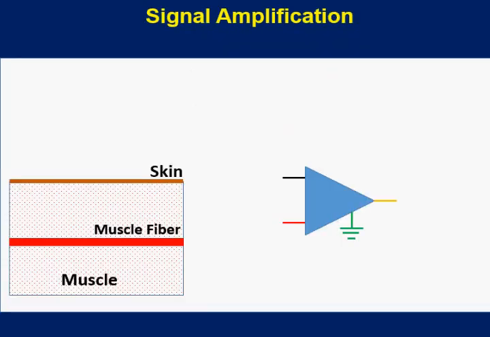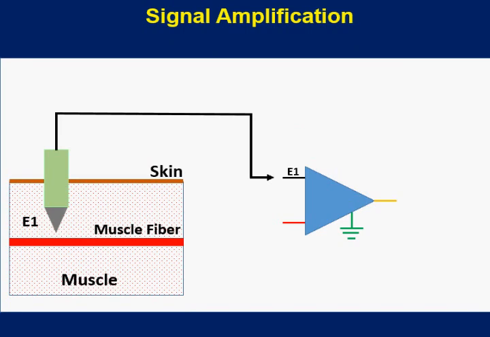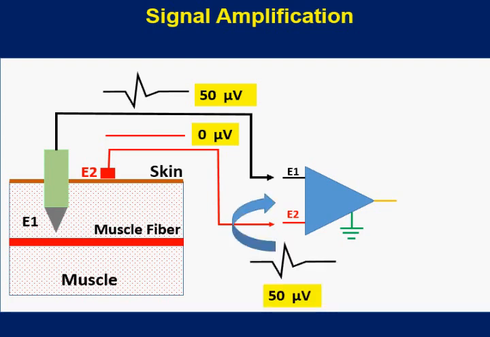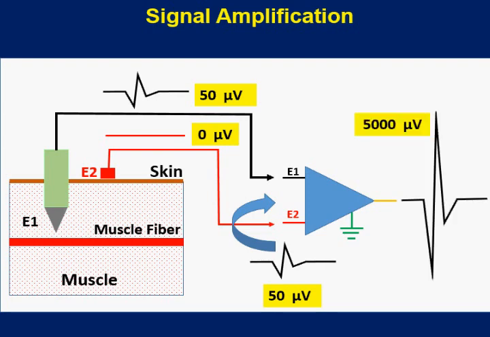In this example, the E1 electrode is a monopolar needle recording a fibrillation with 50 microvolt amplitude. The E2 is a surface electrode and registers no significant potential. For simplicity, we consider this to be zero. The difference between these signals is 50 microvolts. Upon amplification, the signal is 5000 microvolts at the amplifier output.